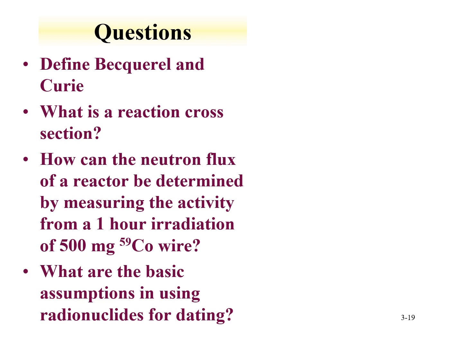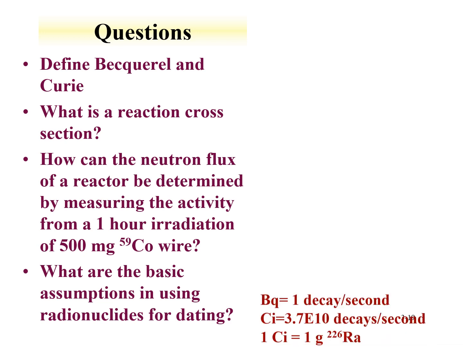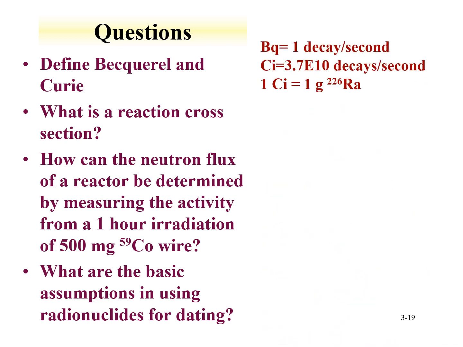Okay, other terms, conditions, questions you should be familiar with. What's a becquerel? Well, becquerel is decay per second. A curie, what's a curie? 3.7 times 10 to the 10th decays per second, and a curie comes from a gram of radium. What's a reaction cross-section? It's the probability of a nuclear process. The value is in barns, where 1 barn is 10 to the minus 24 centimeters squared.